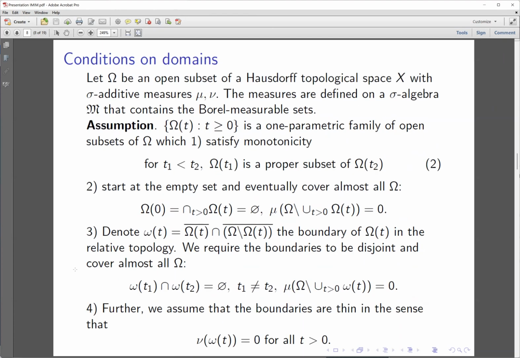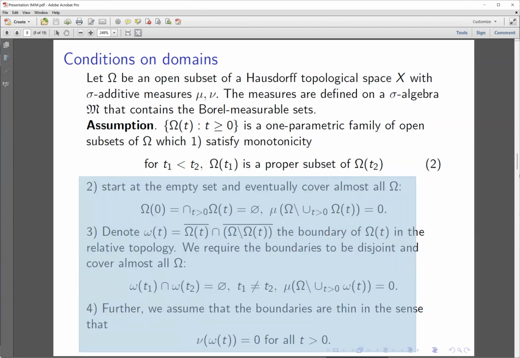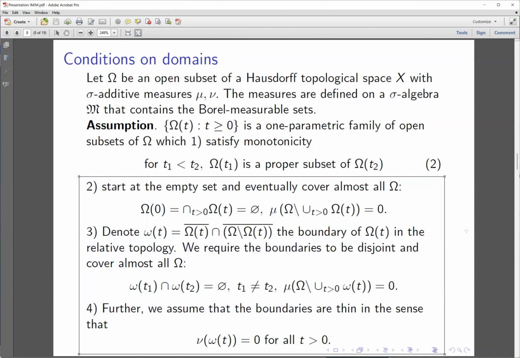So here I describe the conditions on domains. Some of them are very close to what Cinnamon has. For example, the first one, which I call monotonicity, he calls total oddness. That is, if you take any two domains, then one of them is contained in the other. Okay, Cinnamon imposes this condition. Then the other conditions here, I impose to make it more transparent and related to what we have in the one-dimensional case. In the one-dimensional case, we have intervals, we have boundaries of those intervals.